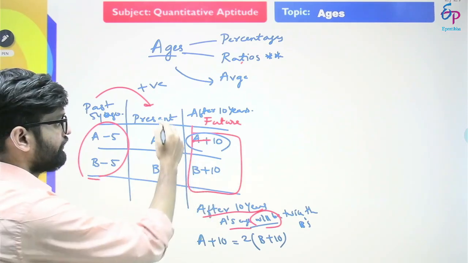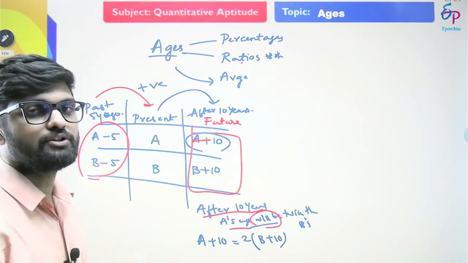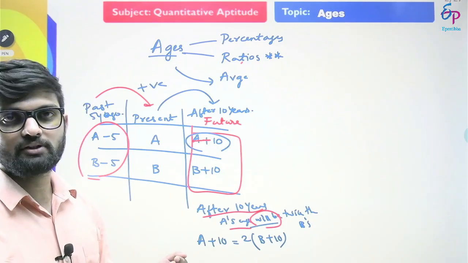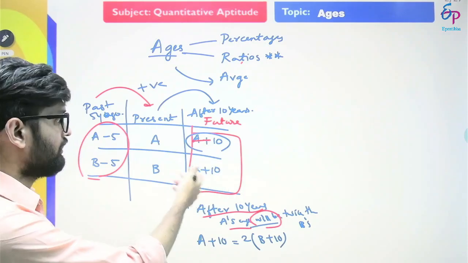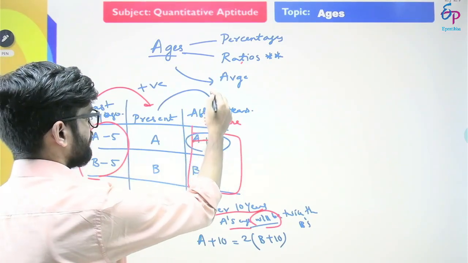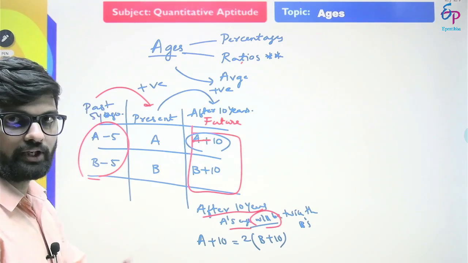If you are going from present to future, like I am telling right now my age is 28. After 10 years it will be how much? It will be 38. So if I am going from present to future, you have to add the ages. You have to take it as positive. You have to take it as a sum.